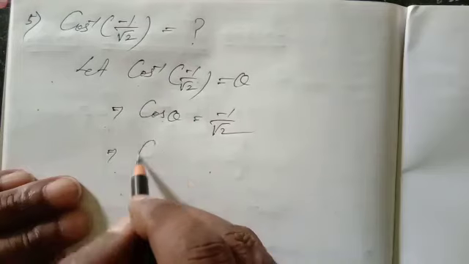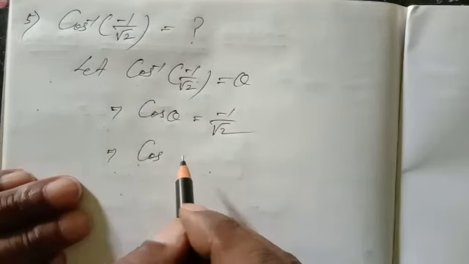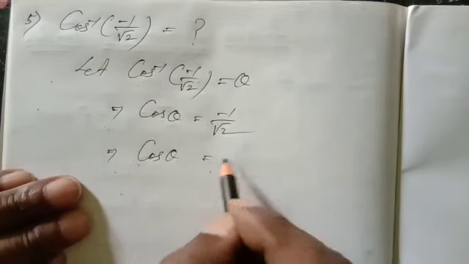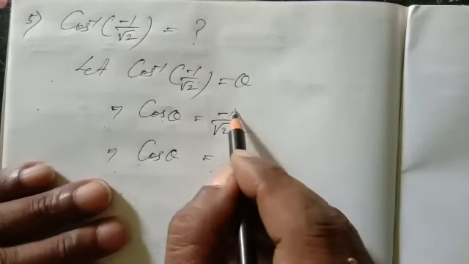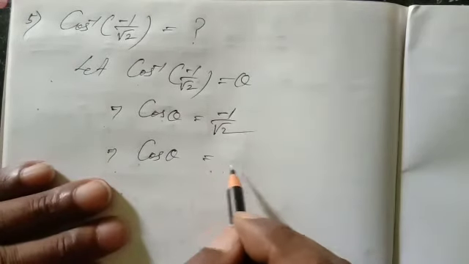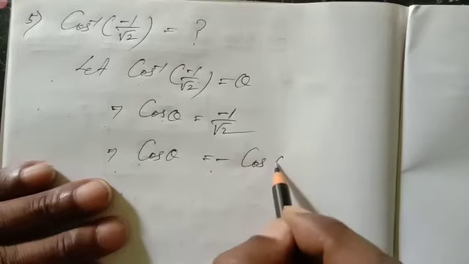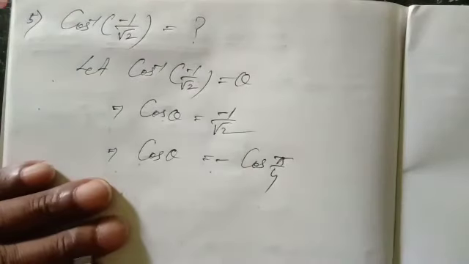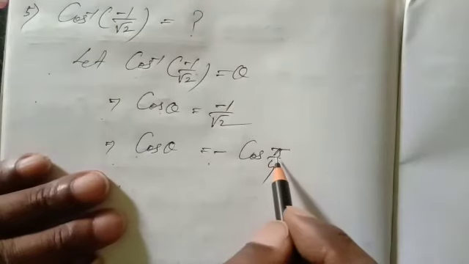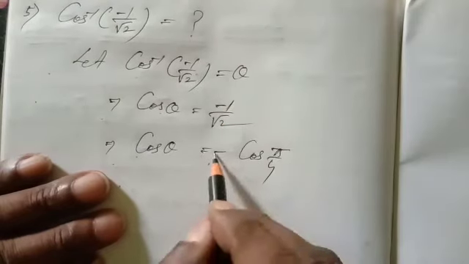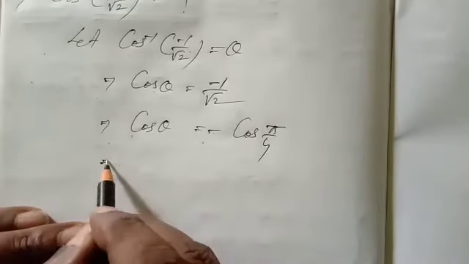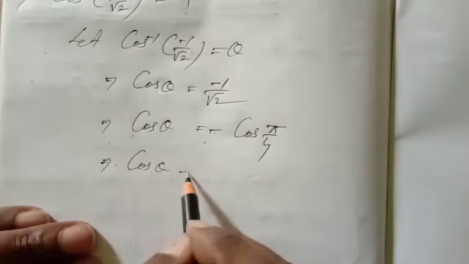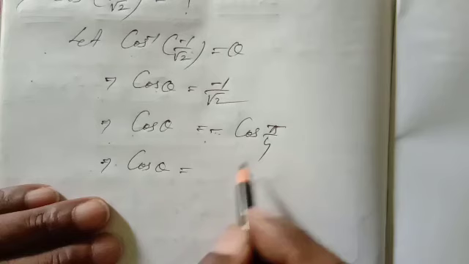Okay. Cos of what angle is 1 by root 2? Cos pi by 4. And as it is given minus 1 by root 2, this will be minus cos pi by 4. Cos pi by 4 is 1 by root 2, so take the minus outside: minus cos pi by 4. Now cos theta is equal to minus cos pi by 4. You have to write like this.